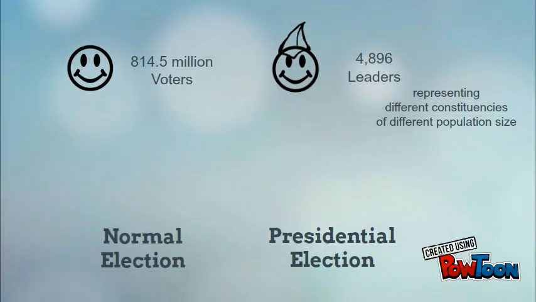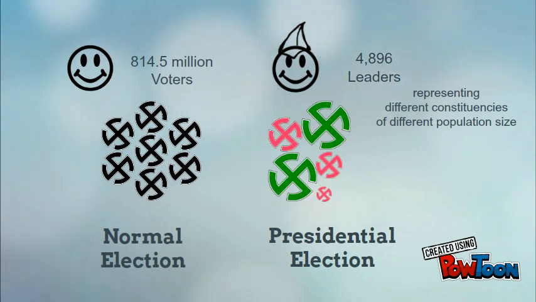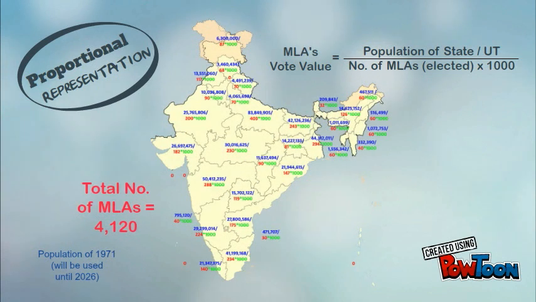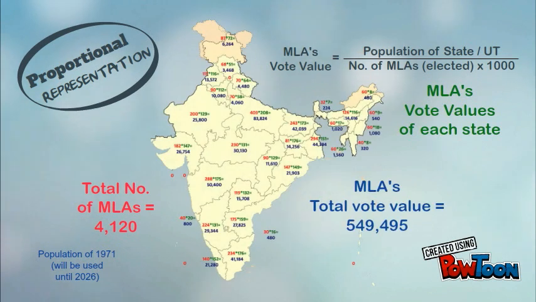the legislative assemblies of the states and of each union territory having an assembly. As every eligible voter votes in a normal election, the value of each of their votes is equal. But in the presidential election, only the leaders vote on behalf of the entire country. So the value of their votes cannot be equal. So the election is held by proportional representation, which is calculated like this, based on the state's population. MLAs of each state get different vote values. So this is the total vote value of all states.